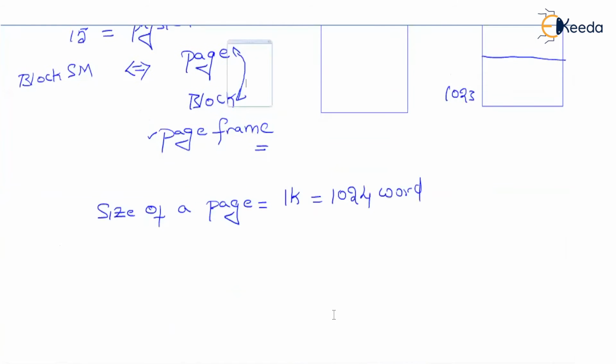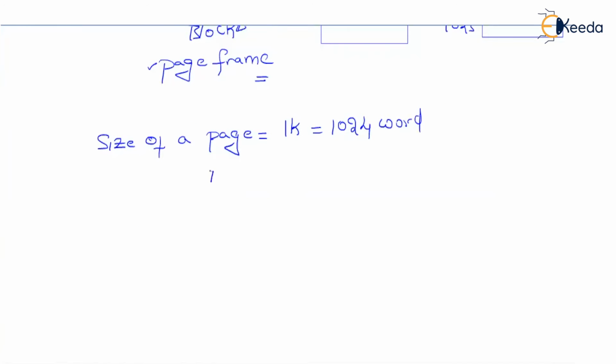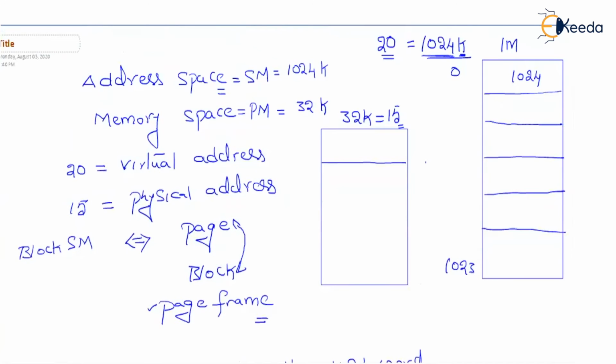So let me write it here. Size of a block is also equal to 1K. Okay, that is equal to 1024 words. So here, you know that memory space is equal to physical memory, which is equal to 32K. So the main memory will have 32 blocks because each block is equal to 1K. So 32K can be written as 32 into 1K. Here 1024K can be written as 1024 into 1K.